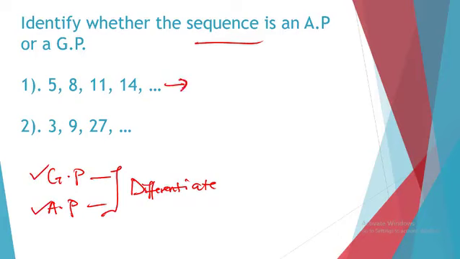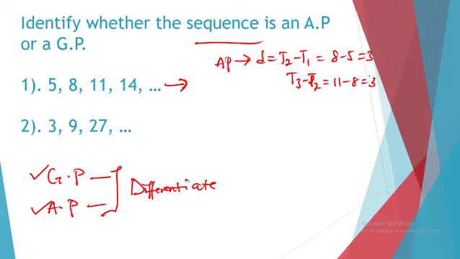For the first example, we are asked to find whether it's a sequence in AP or a GP. So what do we do? For AP, we have our common difference D, and we said it is T2 minus T1. Is that correct? So our T2 here is 8 minus 5, which is our T1. That will give us 3. Let us check another one. We have T3 minus T2, and T3 is 11 minus 8. We have 3. So this is an arithmetic progression, since the common difference is equal.